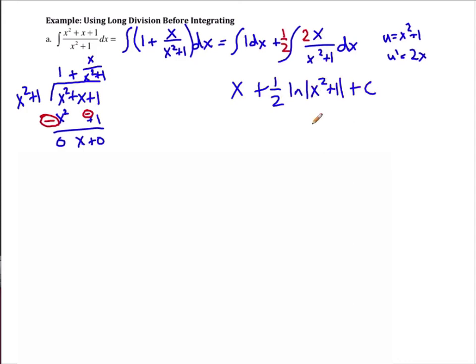Now one note here. Since this is x squared plus 1, can x squared plus 1 ever be less than 0? Okay, so this is a question. Can x squared plus 1 ever be less than 0? Well, the answer is no. There's actually no real roots. So what we do here, instead of having the absolute value sign, is we change it to parentheses. Okay, because this cannot happen. So instead of having absolute value here, you're just going to see this in parentheses.